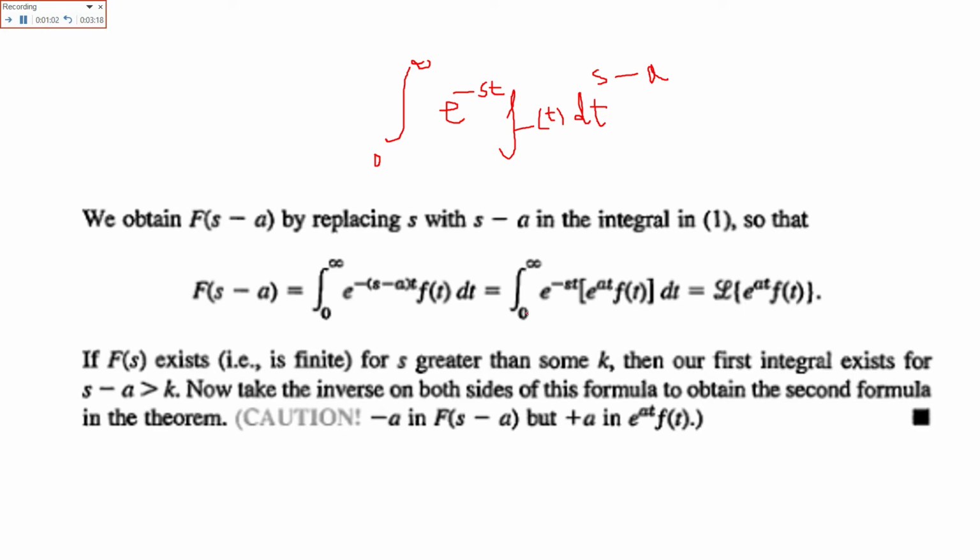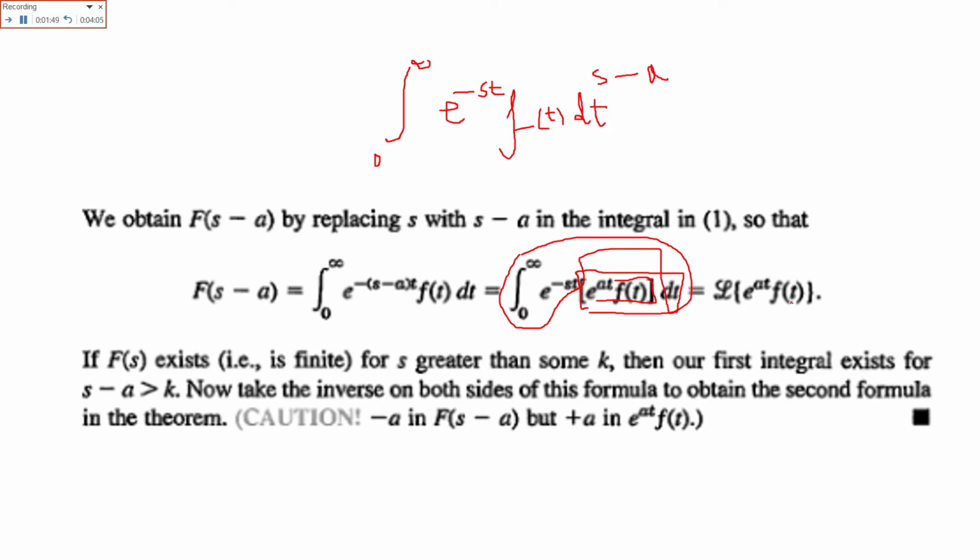So the equation takes the form integral 0 to infinity e raised to power minus st. Here in the exponent we have the property of addition, e raised to power minus st we have taken out, and e raised to power at f of t dt. Here, as we have discussed this term already in the shifting theorem, this is equal to Laplace of e raised to power at f of t. This term comes out as it is, and this is equals to Laplace of e raised to power at f of t.